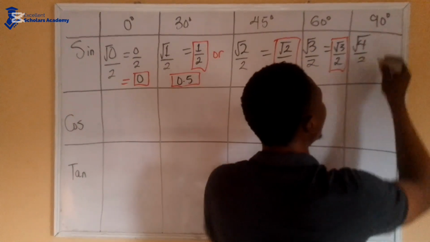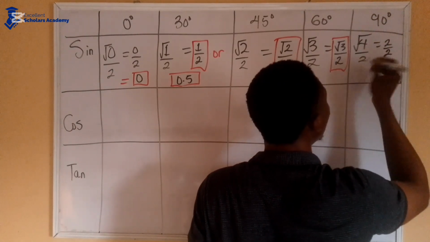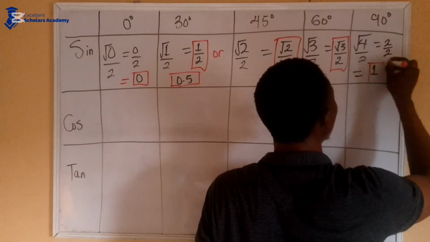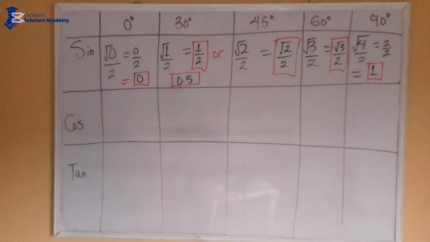Now let's move on to sine 90. The square root of 4 gives us 2, divided by 2, which gives us 1. So sine 90 is 1. Now let's move to cos.